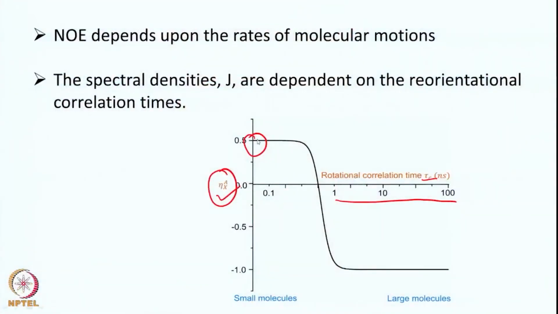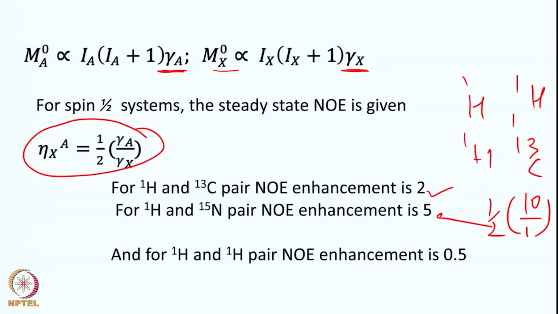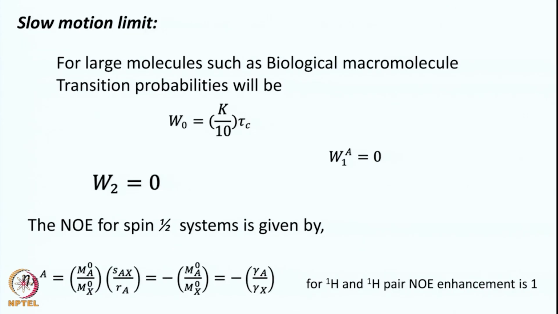So, if you look clearly here, for proton-proton in small molecules, where we are looking at the NOE enhancement between 2 protons, we have only 50% enhancement. If it is carbon, we have 2 times enhancement. If we have nitrogen, we have 5 times enhancement. Now, this is for fast tumbling molecules, small molecules. What happens in the slow motion?